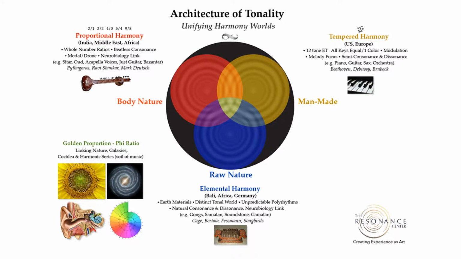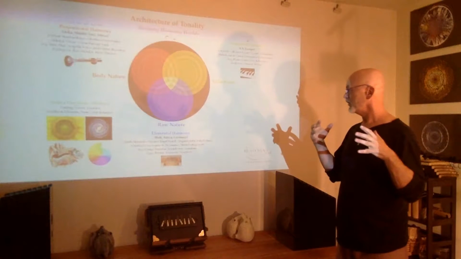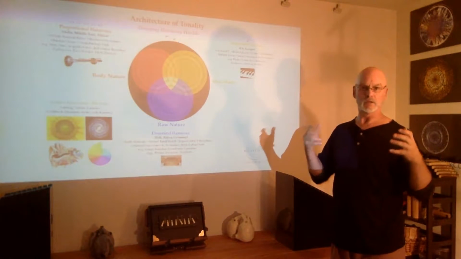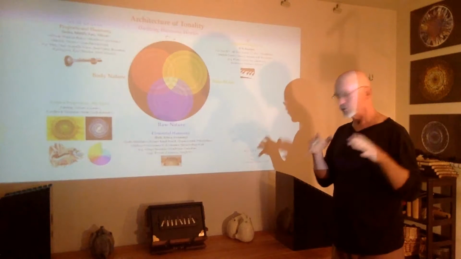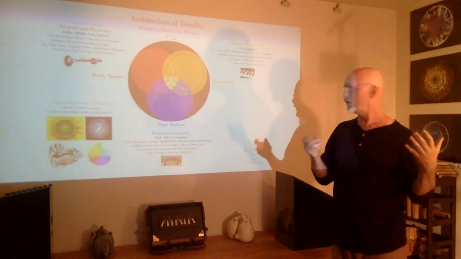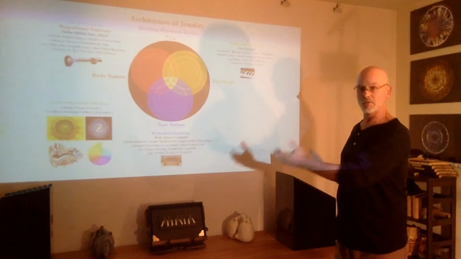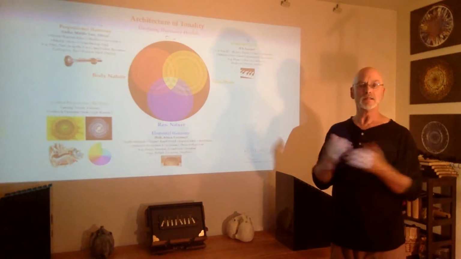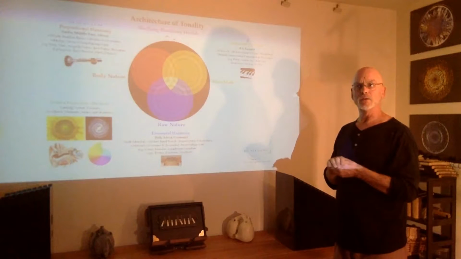But our particular contribution to this unifying system is the elemental harmony. Elemental harmony is really about earth-based materials that are in fluctuations. Unpredictable fluctuations. It's its own tonal world, like the Samalon in the previous video. It's a series of unpredictable polyrhythms that can come out. It's expressed in gongs, in the Samalon, one of our instruments, in the soundstone, one of our instruments right here, in the gamelan. And it's a very unique thing.